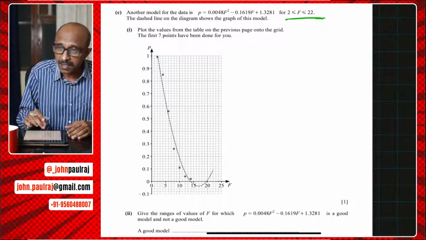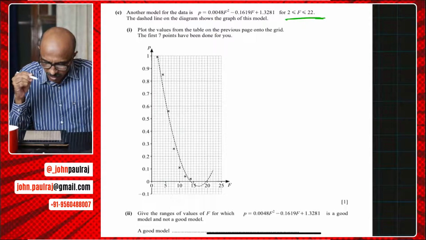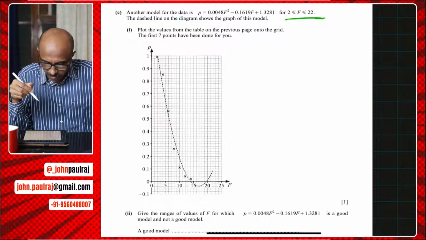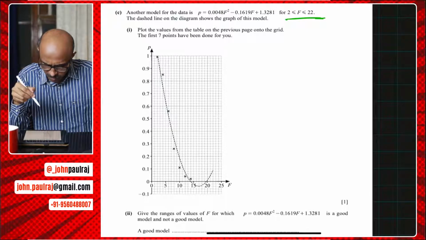Can you guys see this? Yeah. The dashed line on the diagram shows the graph of this model. Plot the values from the table on the previous page onto the grid. The first 7 points have been done for you, so the remaining ones have to be done.